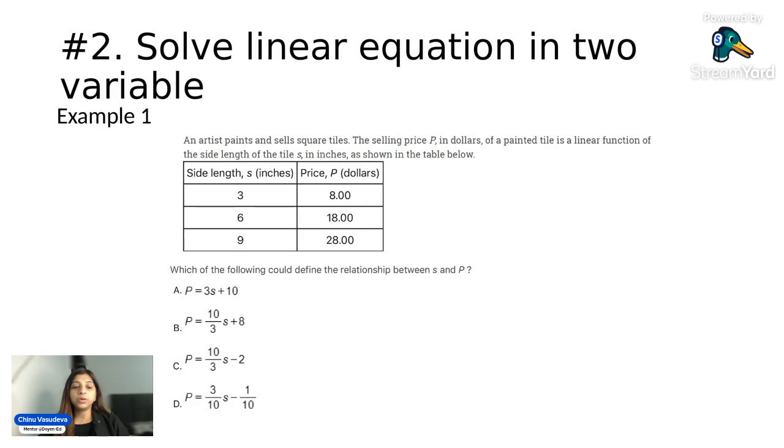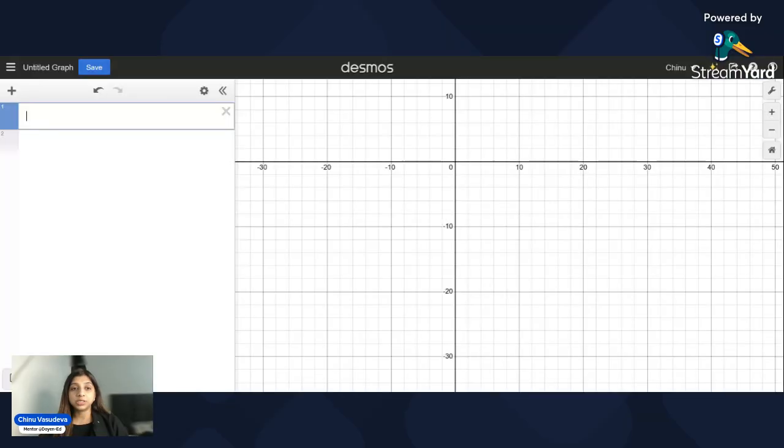So here we are with a little difficult problem. This talks about a table. You are given the values for side lengths and price, and they're asking you which of the following is the equation. Of course, one way is that you use two values, make a slope, and find out the y-intercept. Another very interesting way is using Desmos.